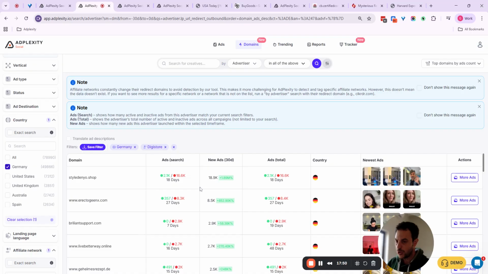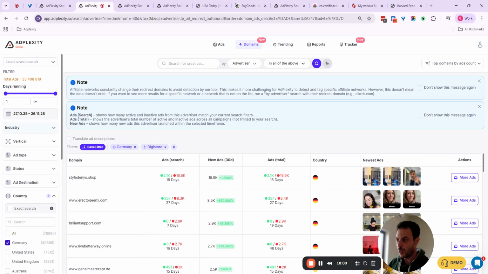Hope this was insightful. If you have any questions, please feel free to reach out to us. If you need any help, we're always available, but this is how you can navigate our filters, our options. You can also play with any type of options that we have on our filters, like the days running or the time frames and so on and so forth.